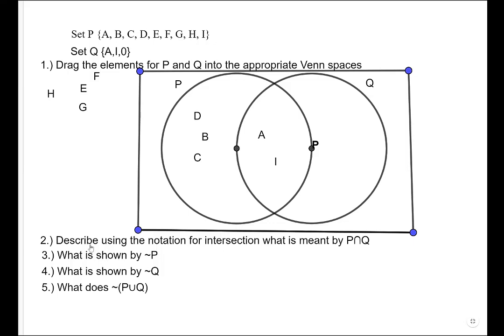So for example, right here in describing using the notation for intersection, what is meant by P intersect Q? Well, P intersect Q is right here. It means set of A and I. And also, what does it mean? What is shown where we have not P versus not Q, versus not P and Q, which basically means we're eliminating the entire diagram. And so in that case, the student could share and discuss that and write that out as well.